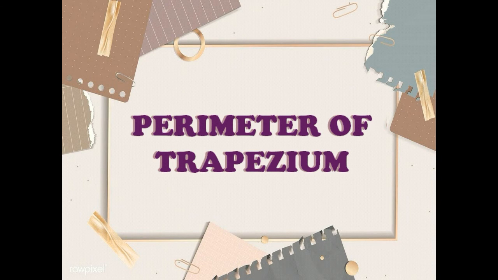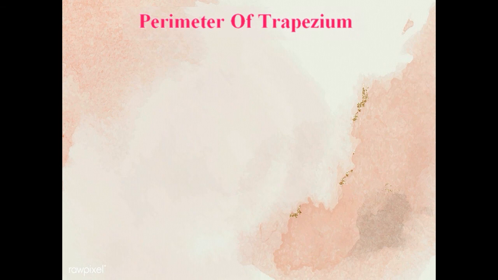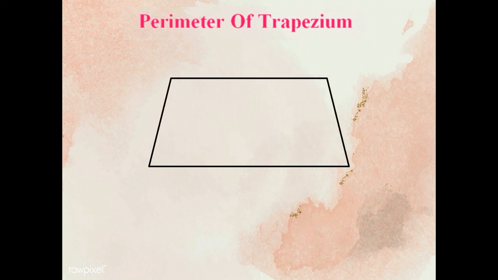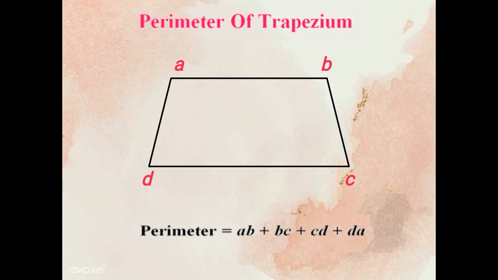Let's start with perimeter of trapezium. Perimeter of trapezium is total length around a closed trapezium. So, if we have a trapezium called ABCD, the perimeter of this trapezium is equal to AB plus BC plus CD plus DA.